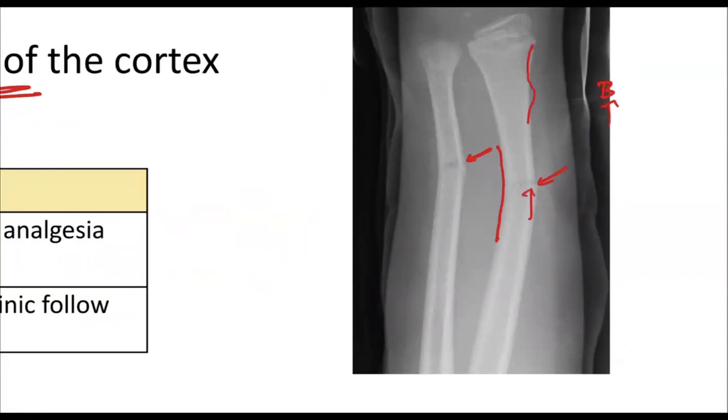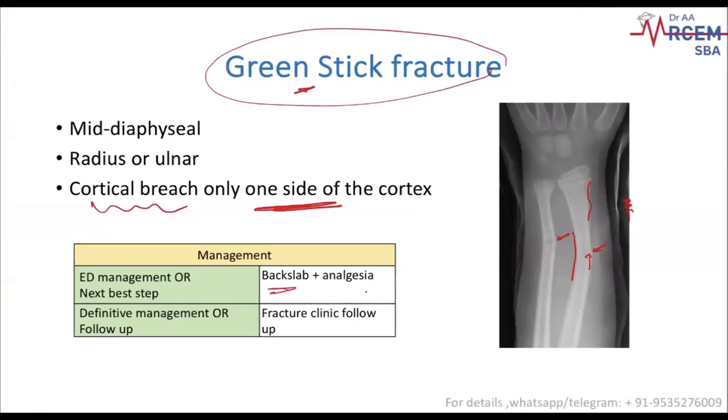Here, there is a breach in the cortex. A giveaway in the cortex is seen only on one side. On the other side, the cortex is still intact. This is seen in the pediatric age group. That's why it is known as greenstick fracture. Backslab, analgesia, ask them to follow up with the fracture clinic. Remember this, these greenstick fractures are seen in the radius or ulnar bones, and they are mid-diaphyseal fractures.